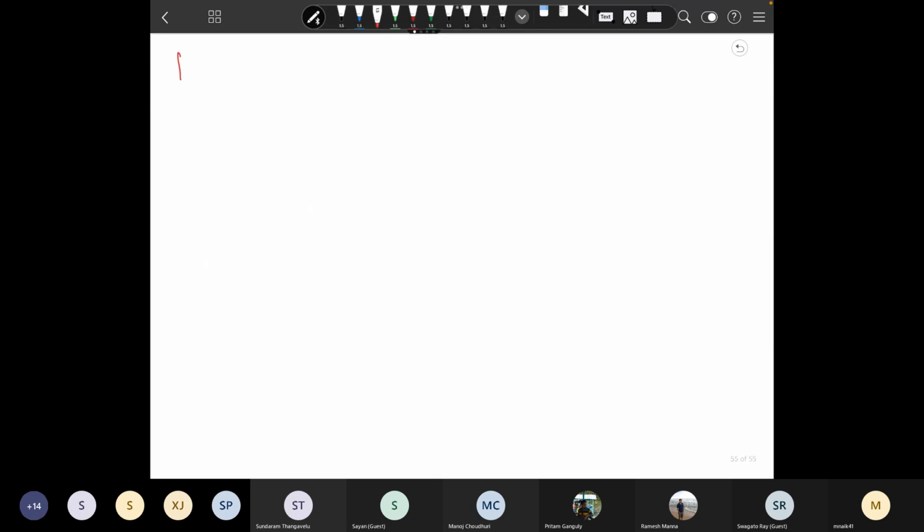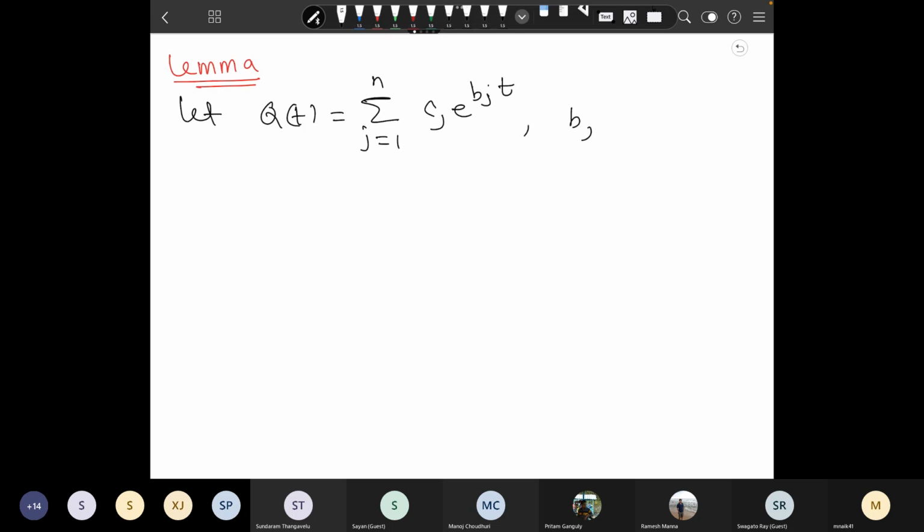Okay, let us keep one more proposition because I have 6 minutes more. This is not really a proposition, this is a lemma. Okay, so let Q(t) be something like the sum over j equal to 1 to n of b_j e^(c_j t), where b_j belongs to R and c_j is a complex number. So this Q(t) is called a polynomial exponential function.